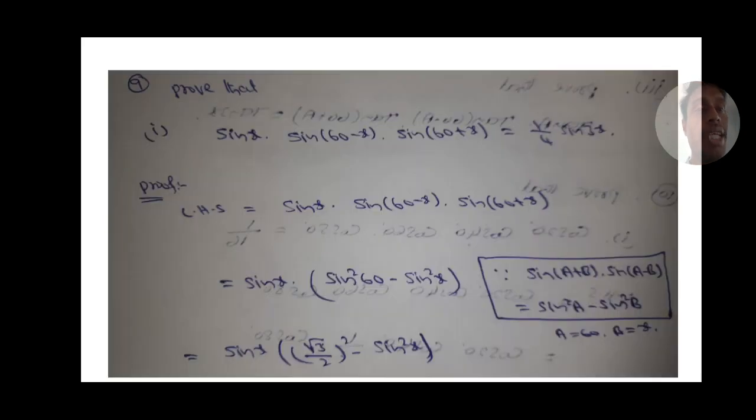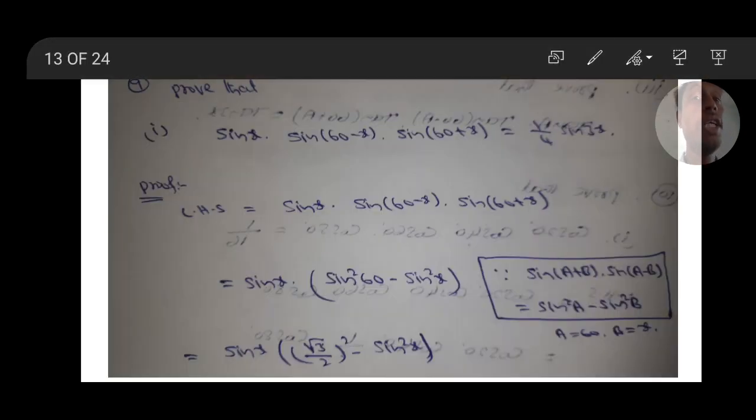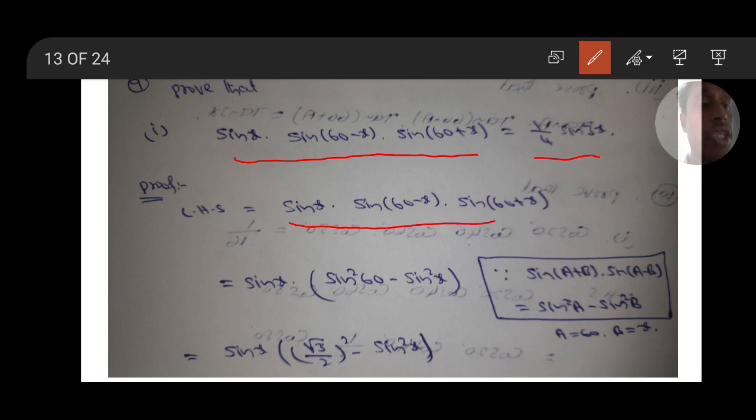Prove that sin x into sin 60 minus x into sin 60 plus x equal to 1 by 4 sin 3x. So what is the LHS? Sin x, sin 60 minus x into sin 60 plus x.